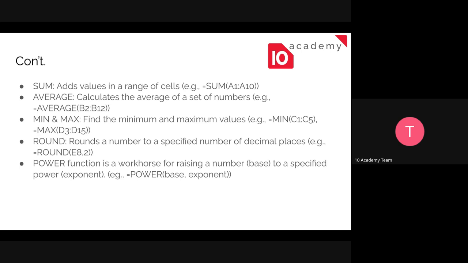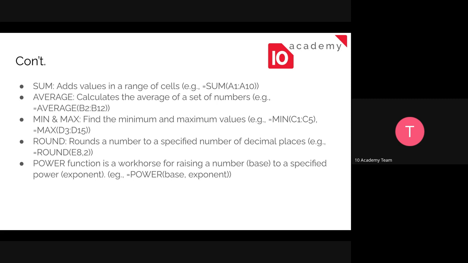And then ROUND is a little bit different. In ROUND, we have the equal sign, then ROUND, and then the cell that we want to round. For example, in this case it is E8. Then we include the decimal places that we want to round it to. In this case, it is 2, so we just include 2. If we wanted to round it to 3, we can include 3.